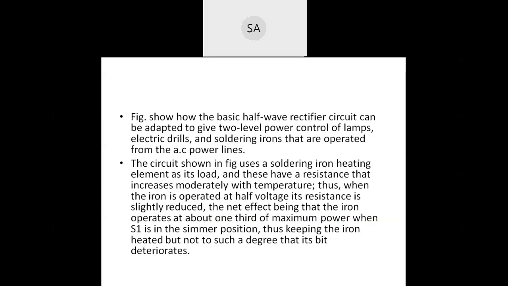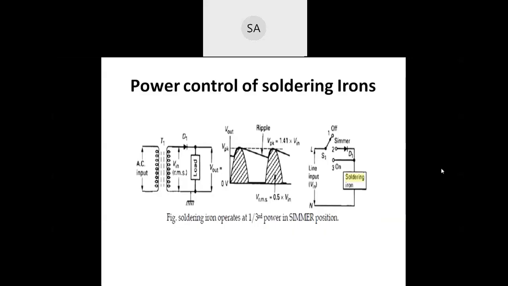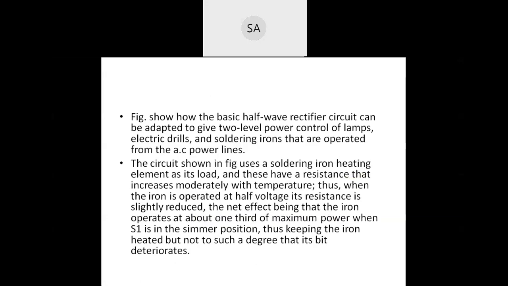The circuit shown in the figure uses a soldering iron heating element as its load. At this load we are connecting a soldering iron, and these have a resistance that increases moderately with temperature. Thus, when the iron is operated at a half voltage, its resistance is slightly reduced. The net effect is that the iron operates at about 1/3 of maximum power when S1 is in the simmer position, thus keeping the iron heated but not to such a degree that its bit deteriorates.